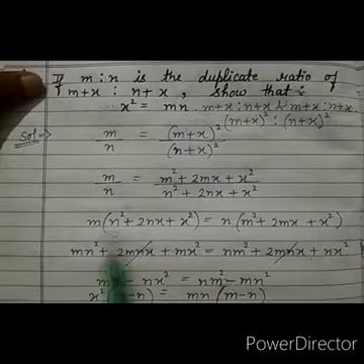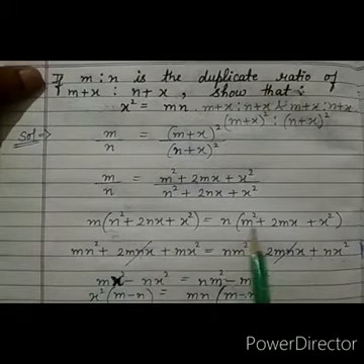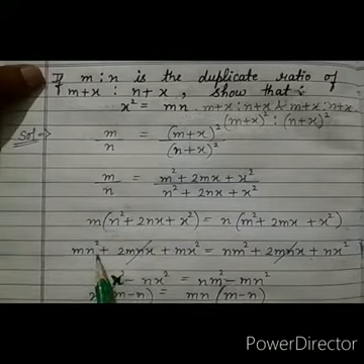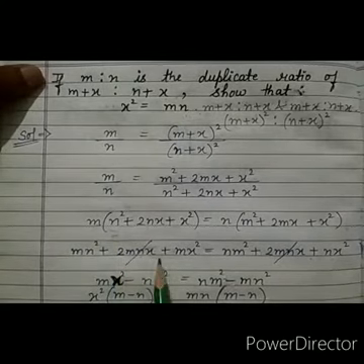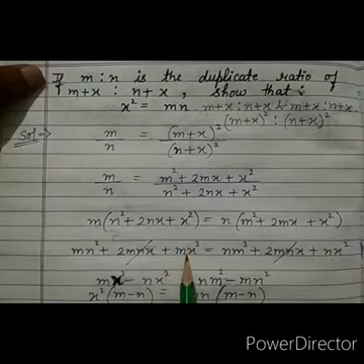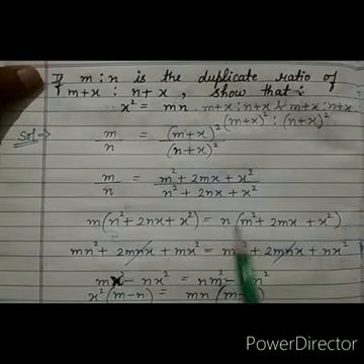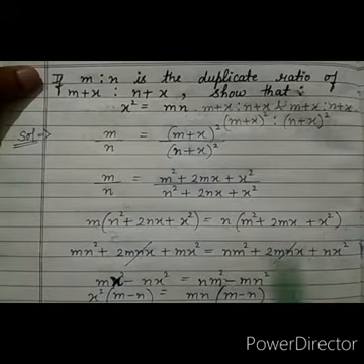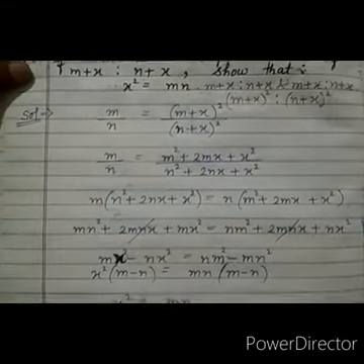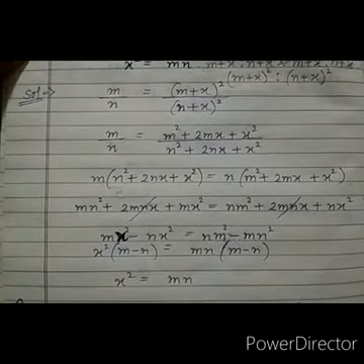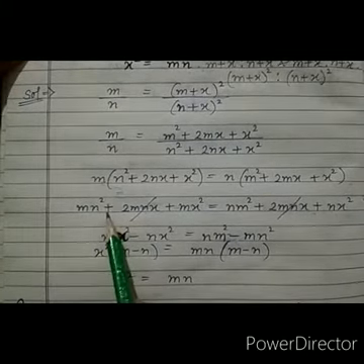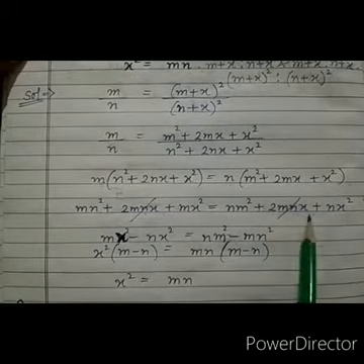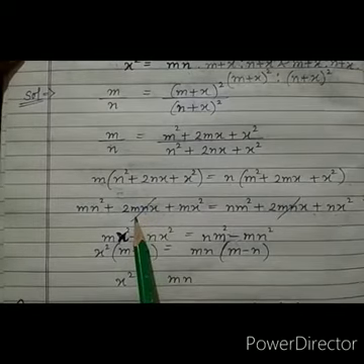Now open this bracket by multiplying this bracket by m and this bracket by n. So in this way we have mn square plus 2mnx plus mx square. Here we have nm square plus 2mnx plus nx square. Now when we solve it, on this side we have plus 2mnx and on the other side of equal to we have again plus 2mnx, so they will cancel each other.